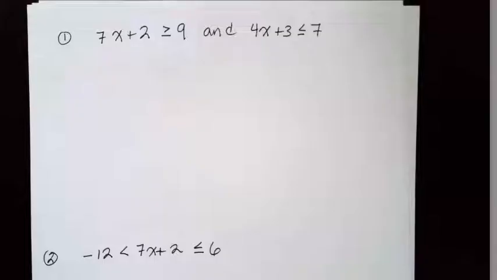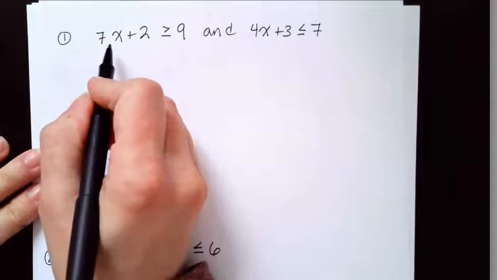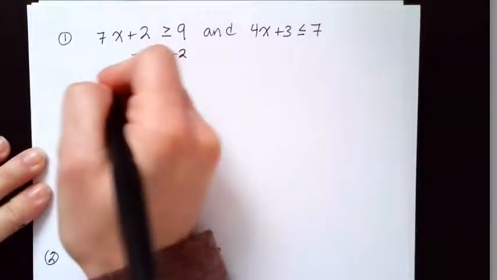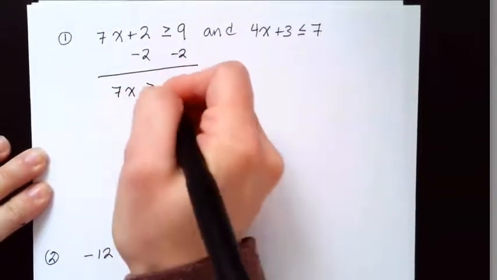Let's take a look at that first one. So again, you see that word "and," we're going to solve each of these individually. So for the first inequality, I'll isolate the 7x on the left side by subtracting 2 from both sides. 7x is greater than or equal to 7.